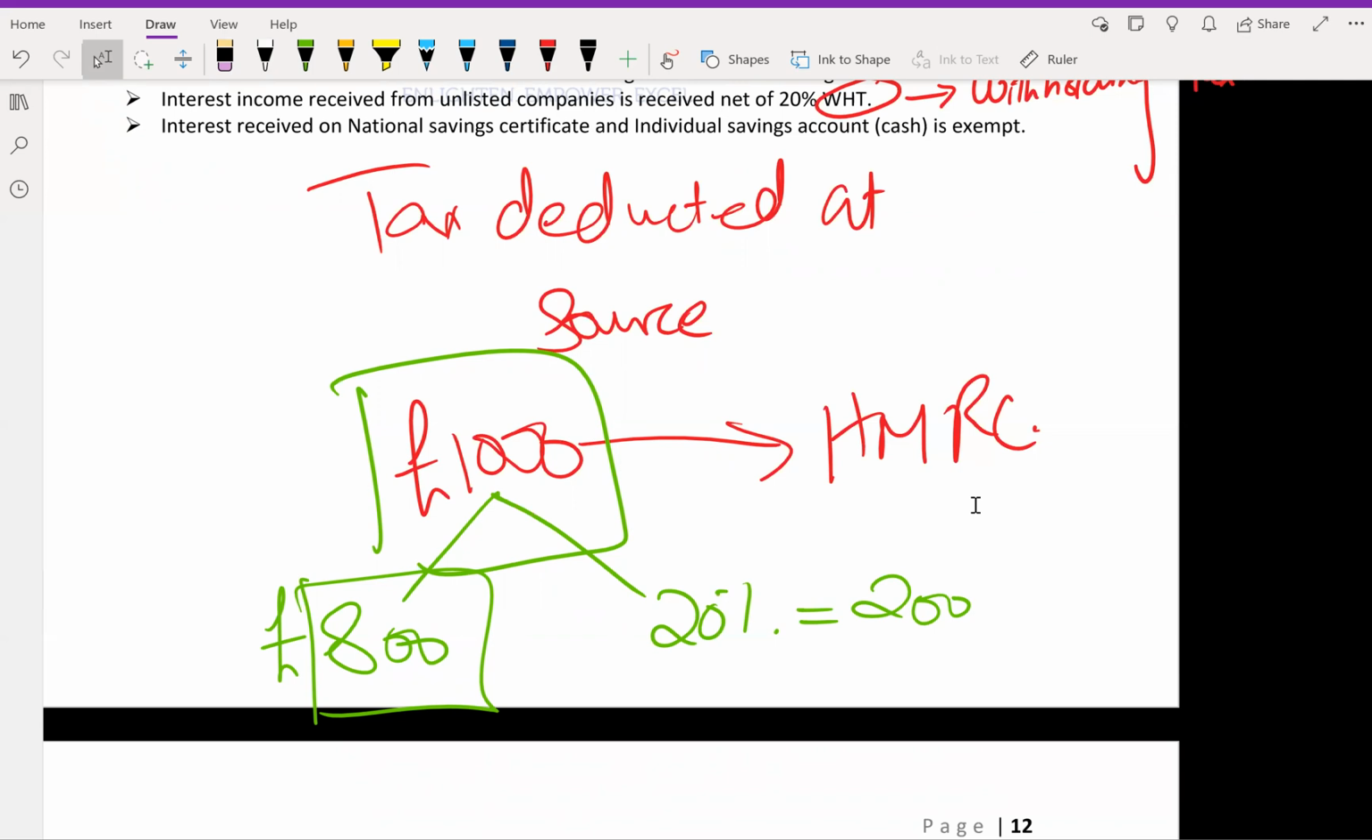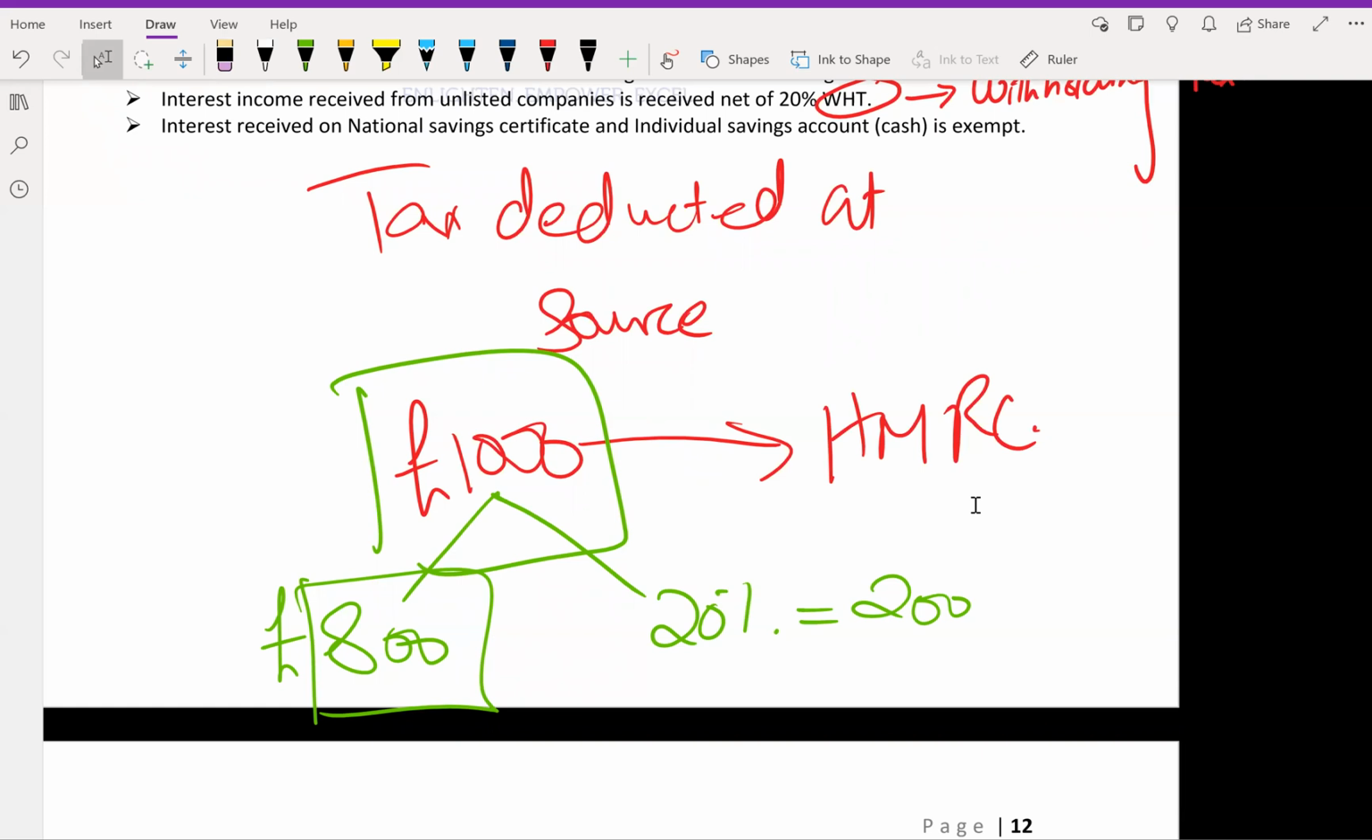You go and collect your money. The moment you're collecting your money, HMRC will come and they'll take 20% away from you right there and then. At source, source is where you're basically getting your money from.